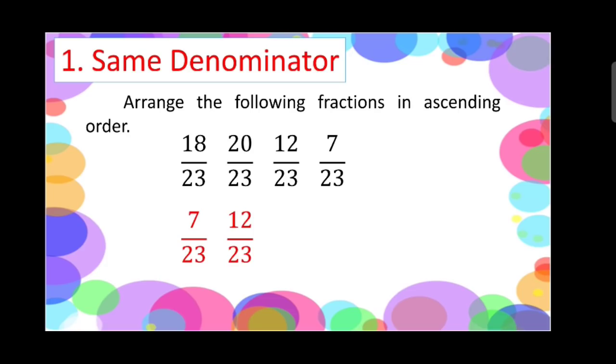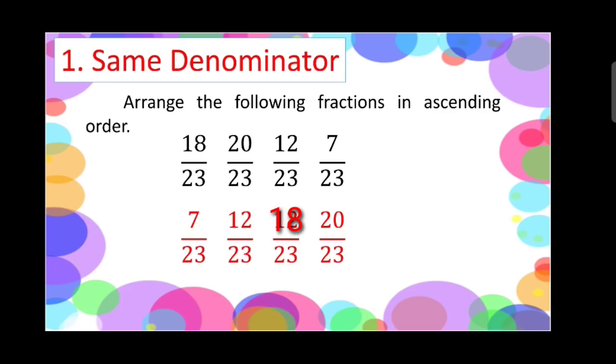So, sa 18 tsaka 20, alam naman natin, mas maliit yung 18. Okay. So, typo lang. So, 18 po yan. 18 over 23. And then, lastly, 20 over 23. So, mapapansin nyo po na papalaki yung value. Pinakamaliit yung 7 over 23. Susunod, pinakamalaki naman yung 20 over 23.